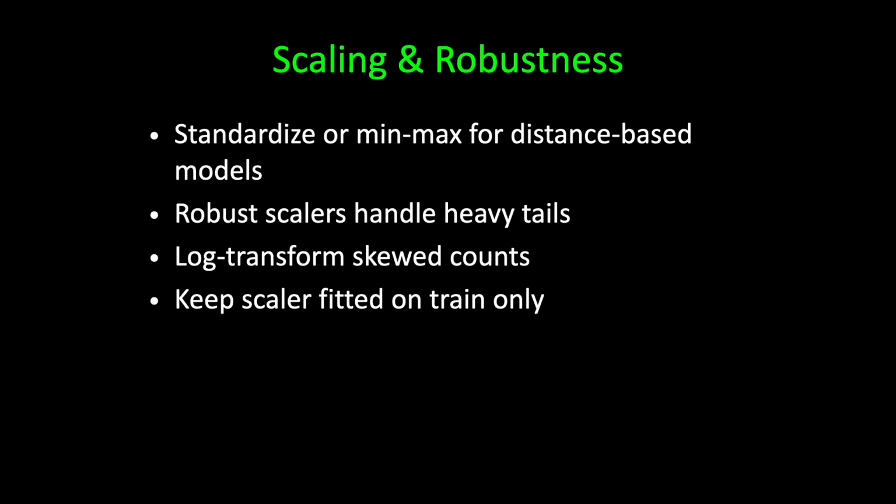Security telemetry is heavily tailed. Bytes out, connections per minute, failed logins can span orders of magnitude. So robust scalers using medians and interquartile ranges reduce sensitivity to those extreme outliers that we run into with security telemetry. For strictly positive counts, log transforms can compress dynamic range and reveal structure that the model can then learn from. The idea is to fit scalers on the training set only and persist parameters.